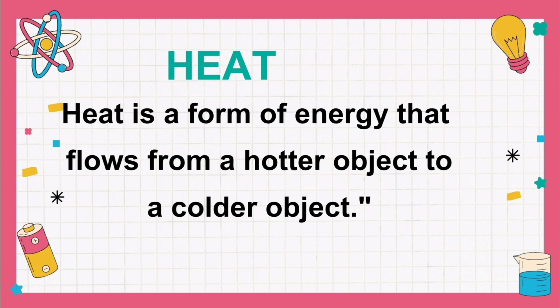So let's define heat. Heat is a form of energy which always flows from hotter object to a colder object. For example, if I take a beaker containing cold water and if I dip a hot spoon into that, what happens? Heat will travel from the spoon to the water. So always remember one important point: heat always flows from hotter object to a colder object, right?